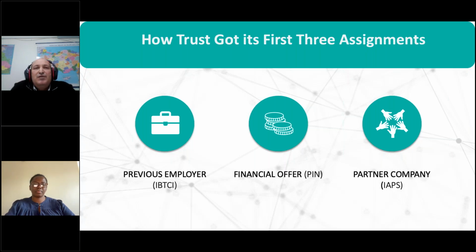The first year, when we established Trust Consultancy, we could get these assignments. The one with IBTCI was really great, and with People in Need also, because we showed them good quality work. We had many assignments with them. So almost every few months, we had an assignment with People in Need, and usually it was with higher budgets as well.